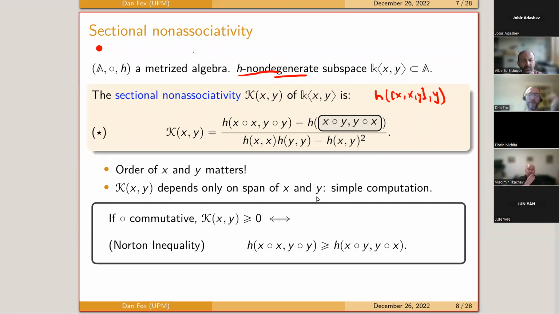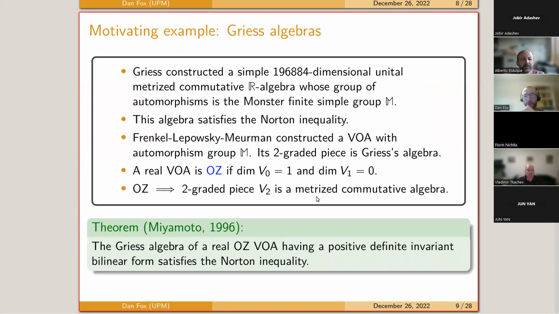So the basic example to think about is if my multiplication is commutative, this quantity is non-negative if and only if it satisfies this inequality, which is what's usually known as the Norton inequality. And so that's somehow going to be the first example. This is, of course, not a very elementary example anymore, but algebras that satisfy the Norton inequality are not so many are known, and I'm not going to give a full list of them, but the most famous one is the Griess algebra of the monster finite simple group.